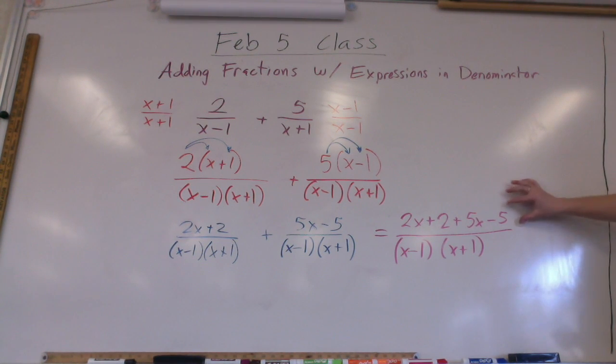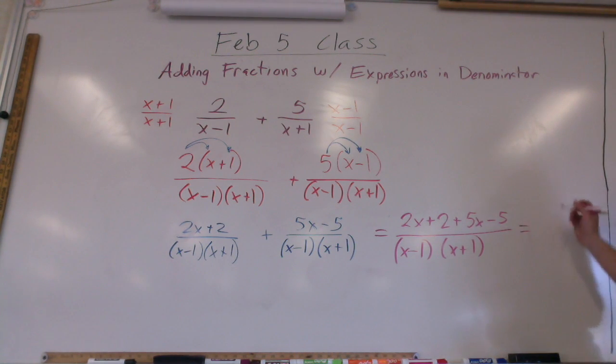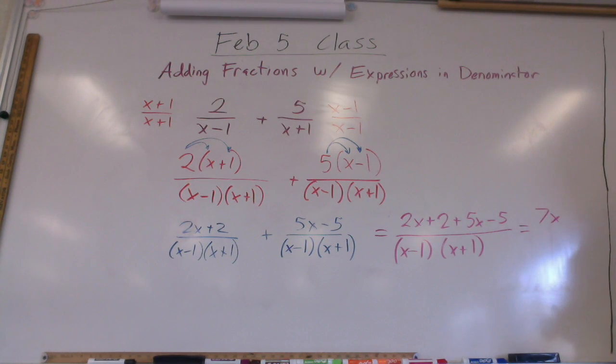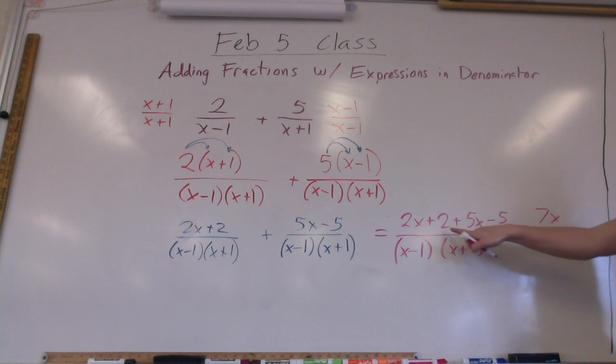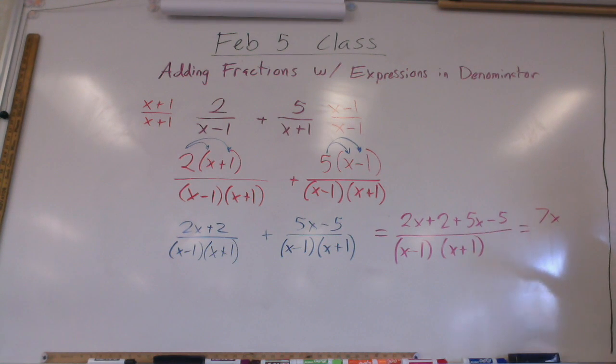So what like terms can I combine at the top? Mimi. The x's. So 2x plus 5x. 7x. Anything else? Riley. Just the base number. Yeah, the 2 and the minus 5, that's negative 3. And we still have all this stuff at the bottom. And there you go.